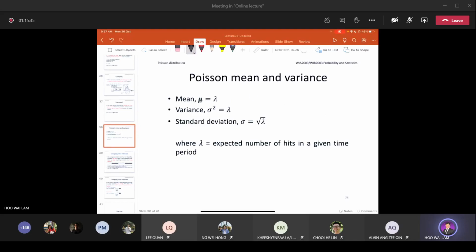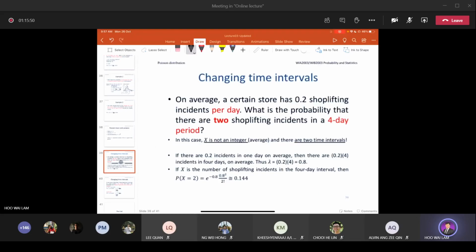Then you have Poisson mean and variance. Again, mean equals lambda, variance also equals lambda. Standard deviation equals the square root of lambda. So that's the reason why Poisson distribution can be represented by the lambda itself only. And even when you're measuring the mean and variance, it is also controlled by the lambda.